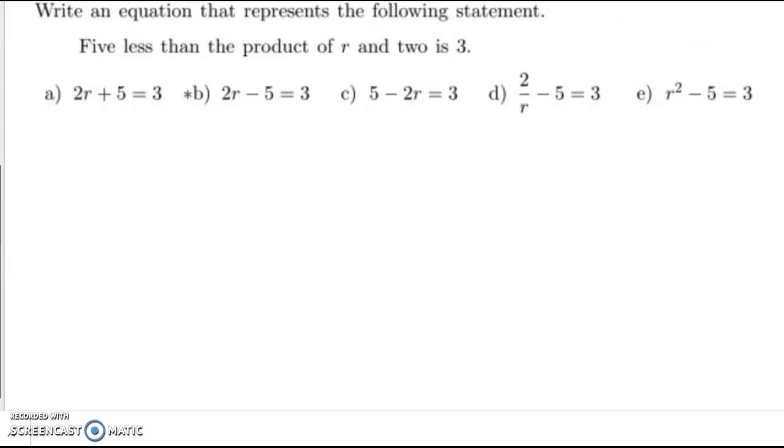Hi everybody, this is CR number 17, helper video number 2. It says write an equation that represents the following statement. 5 less than the product of R and 2 is 3.